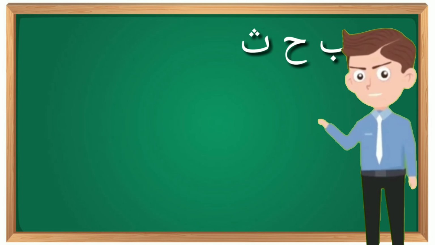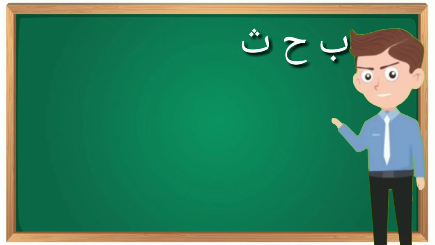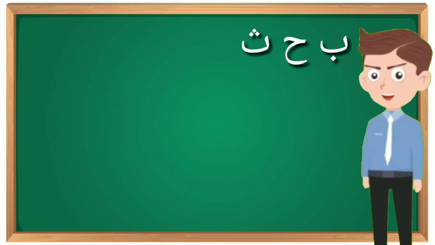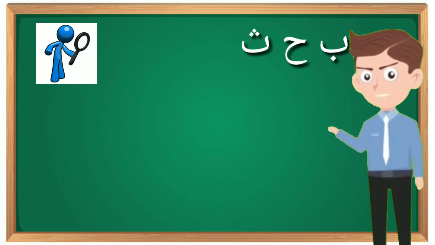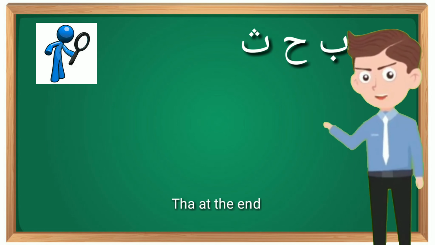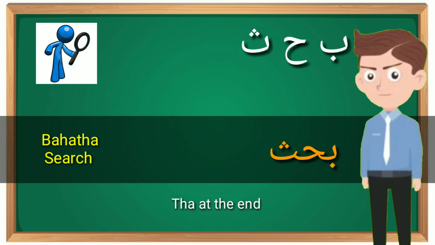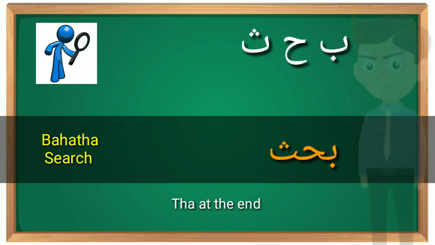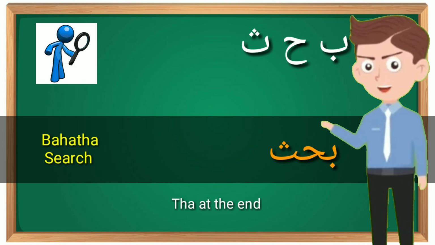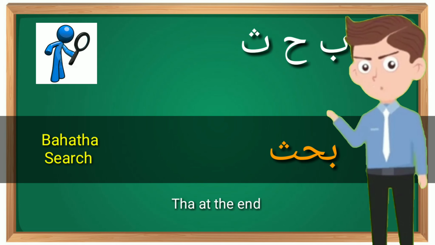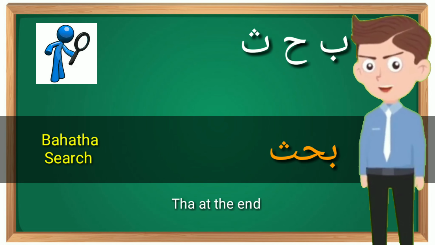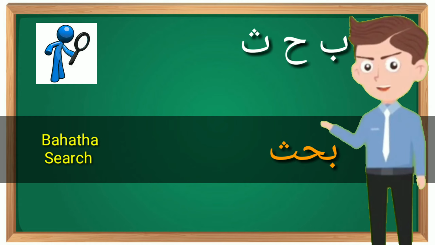The word is starting with ba, ha, and tha. We can read it bahatha. Bahatha means search, to search. Here you can see how we wrote the letter tha at the end of the word. We could join tha with the letter before, and you can see the shape of the tha in the word. We can read it bahatha, bahatha. Bahatha means to search.